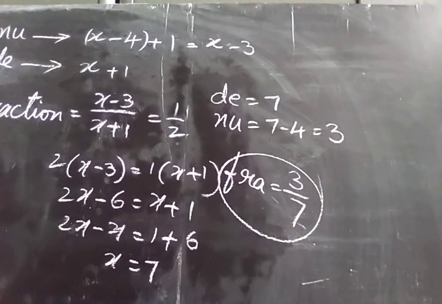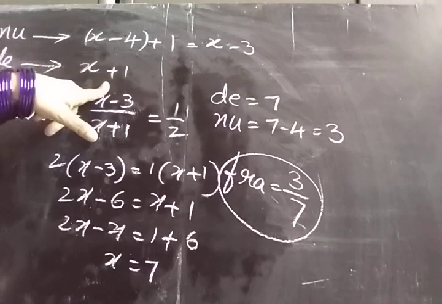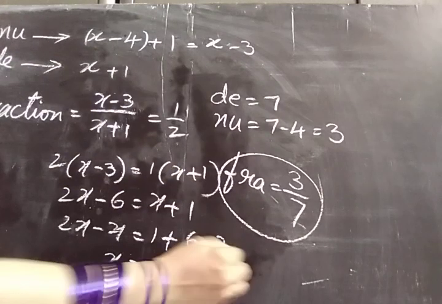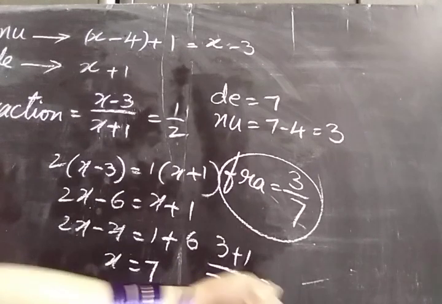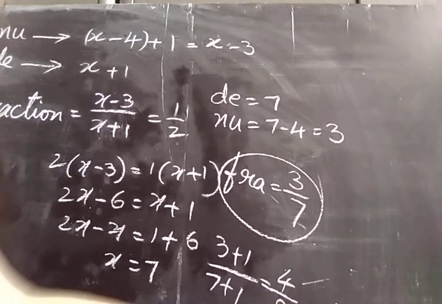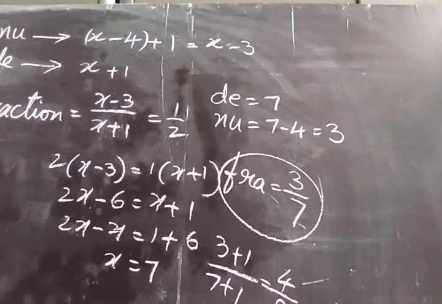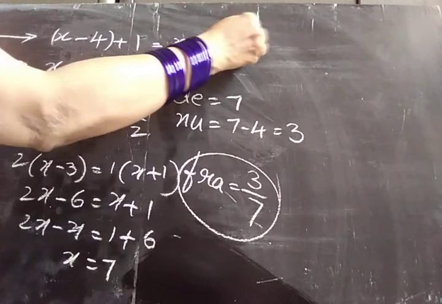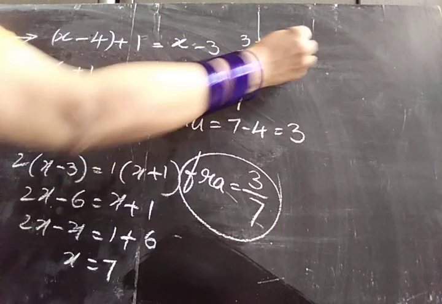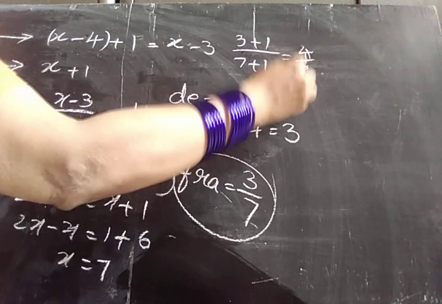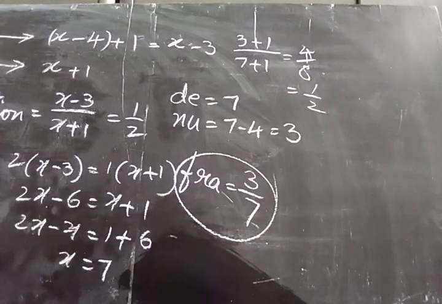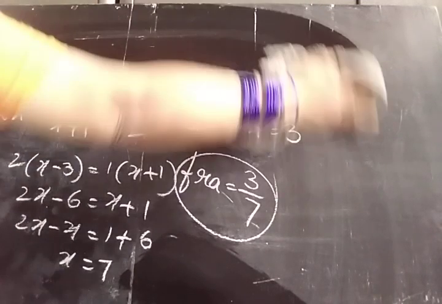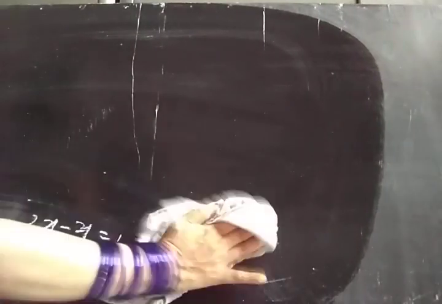So the fraction is 3 by 7. The original fraction is 3 by 7. After adding 1 to numerator and denominator, numerator 3 plus 1, 4. Denominator 7 plus 1, 8. 4 by 8 is equal to 1 by 2 only. Okay. Numerator 3 plus 1, denominator 7 plus 1, it becomes 4 by 8. 4 by 8 means 1 by 2. Isn't it? Okay. So you checked also. That is the solution. Understood?